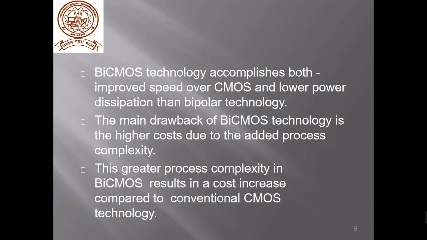The main drawback of Bi-CMOS technology is the higher cost due to the added process complexity. That means for the implementation of bipolar technology individually, we use the bipolar process only. And for CMOS implementation, we use the fabrication process for CMOS only. So for the combination of both bipolar and CMOS, both the bipolar fabrication process as well as the CMOS fabrication process have to be used. The number of steps also increases, so the complexity is also more. This greater process complexity in Bi-CMOS results in a cost increase compared to conventional CMOS technology.